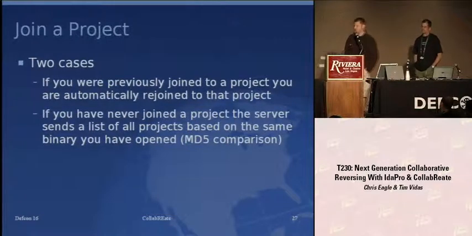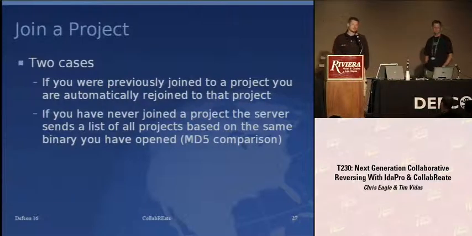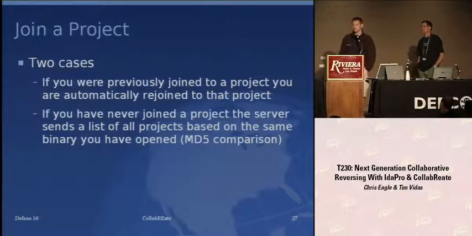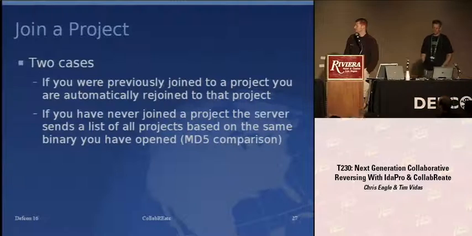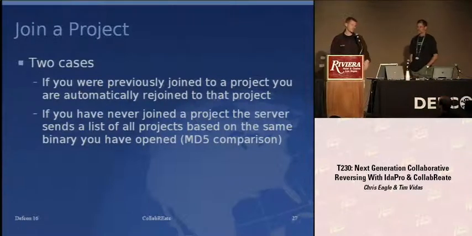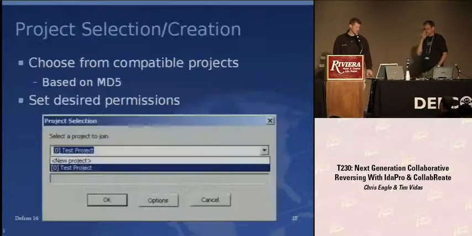So there's two cases when you join. One case is that you were already joined to a project previously and that information was stored in your IDB, in which case you're automatically reconnected to the same project and you automatically get any updates that anybody else has made to the database while you were offline. If you have never had a project for this particular IDA database, then you can choose to start a new project, or you can choose to join other projects if other ones have been made, and the MD5 is used as the uniqueness for that.